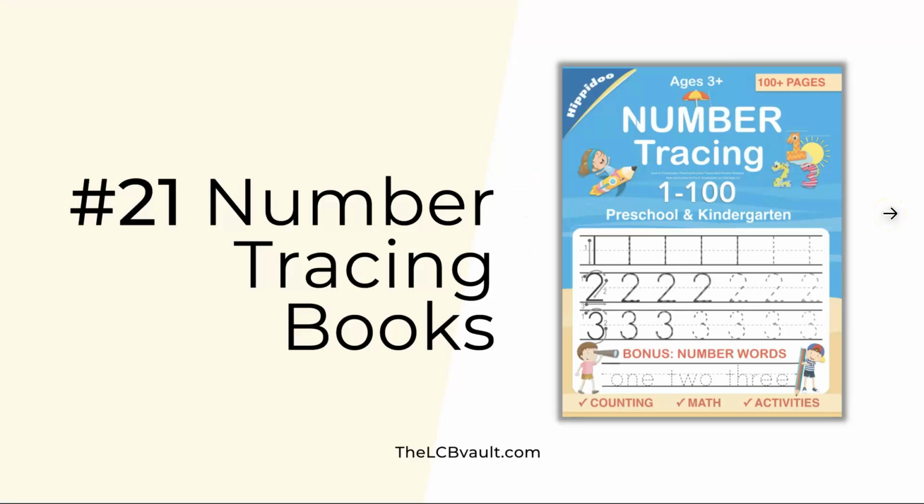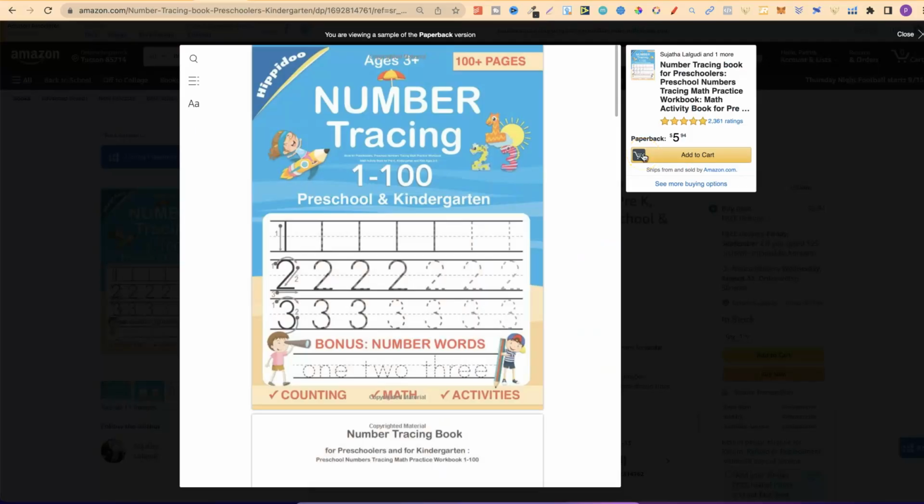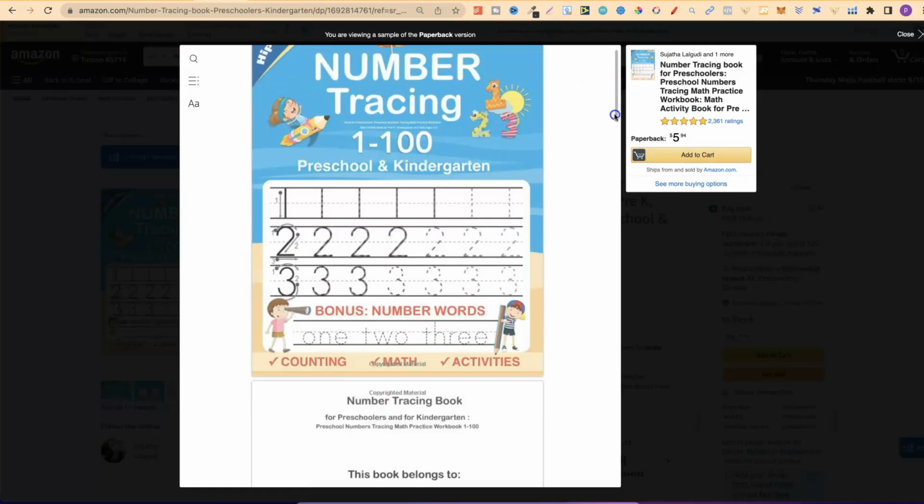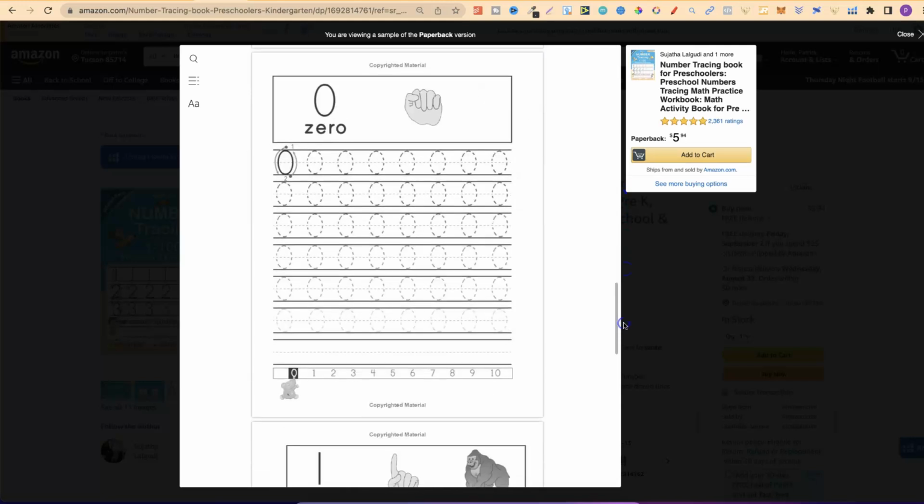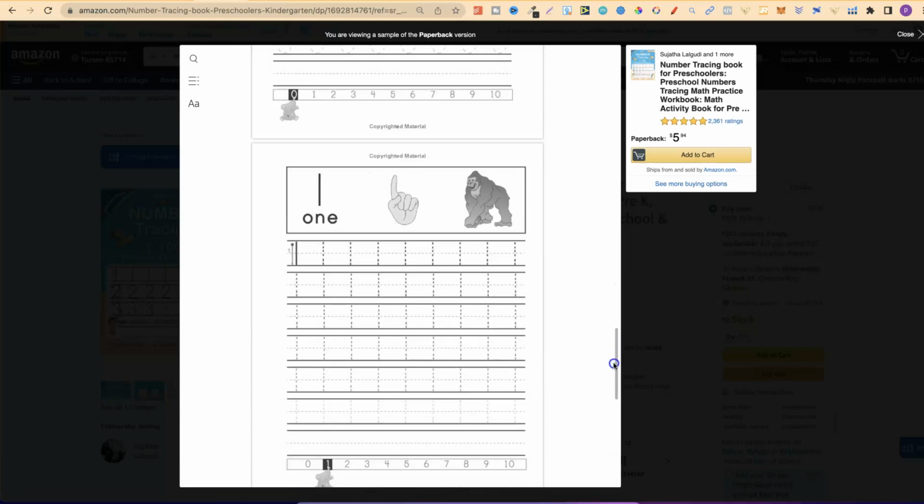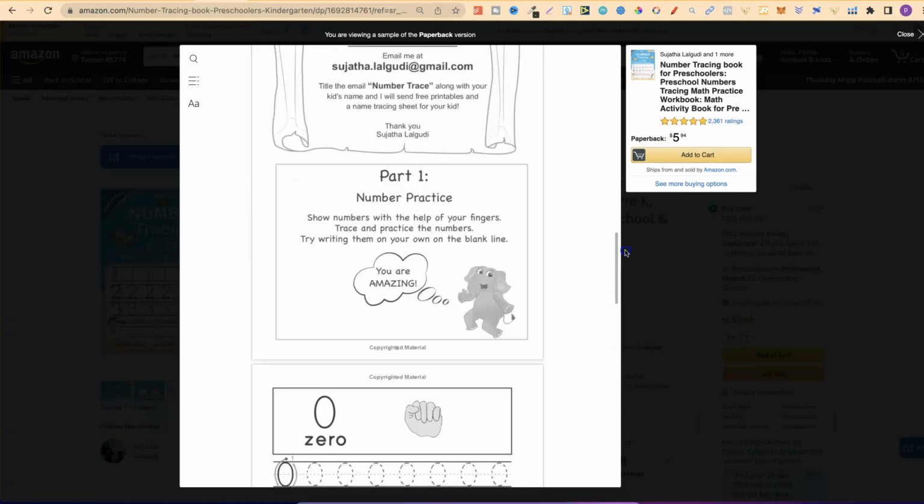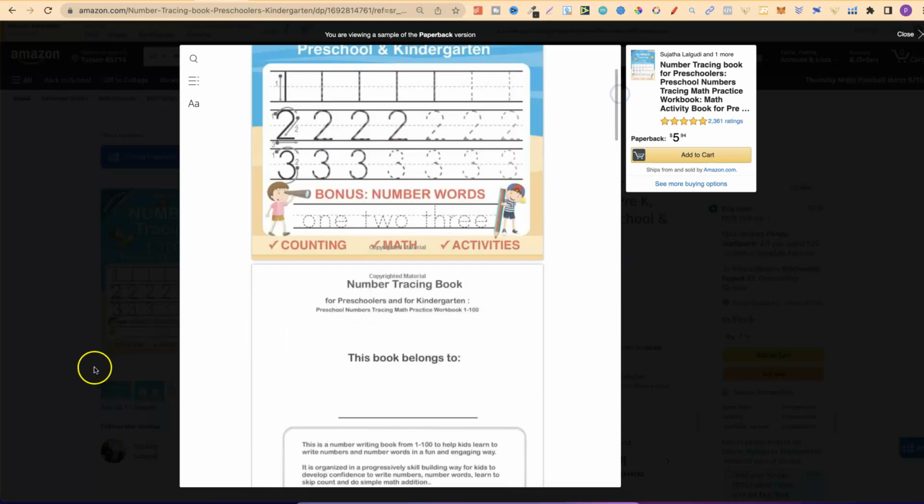Book number 21, number tracing books. So this is another great niche. Now if we scroll down, take a look at the inside. Can we take a look? Yes, we can. So this is where children are going to practice their numbers and their writing. Now if we take a look, very simple to create and has lots of great niches.